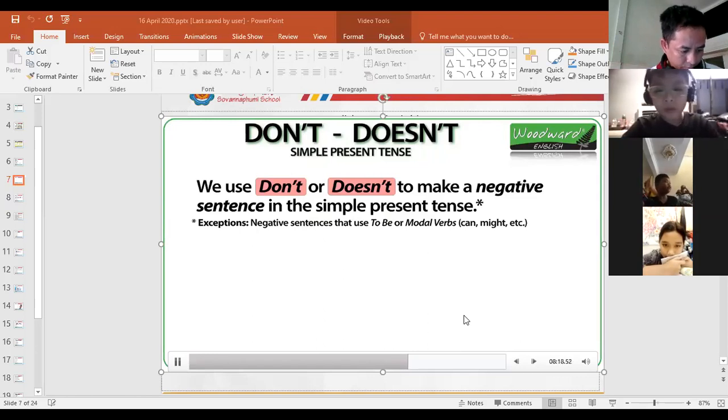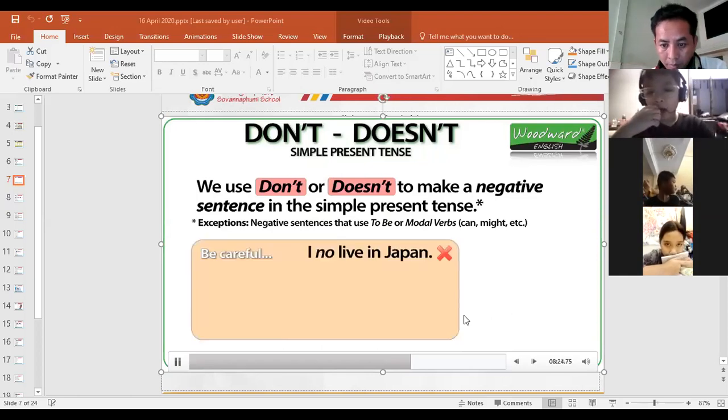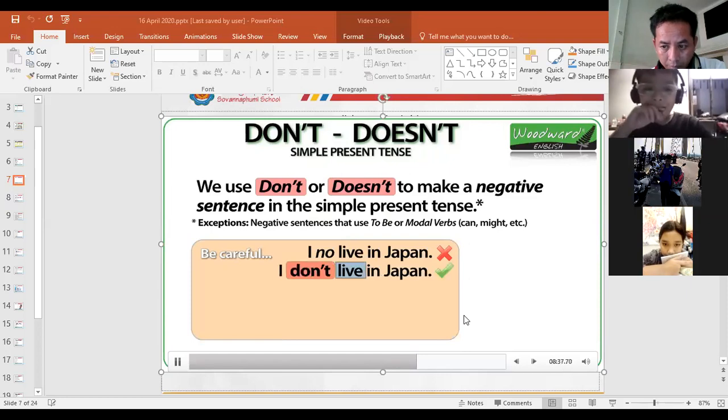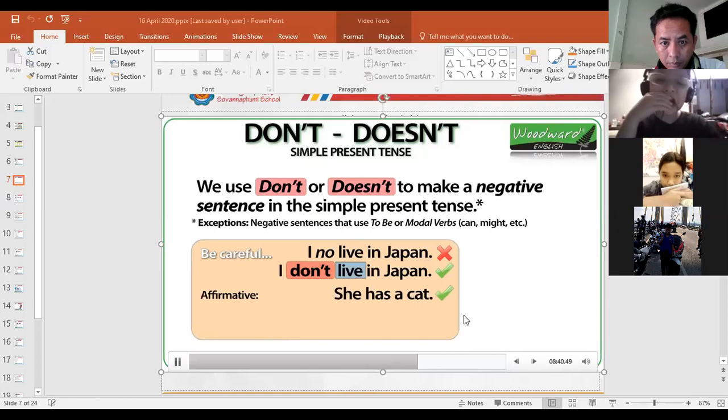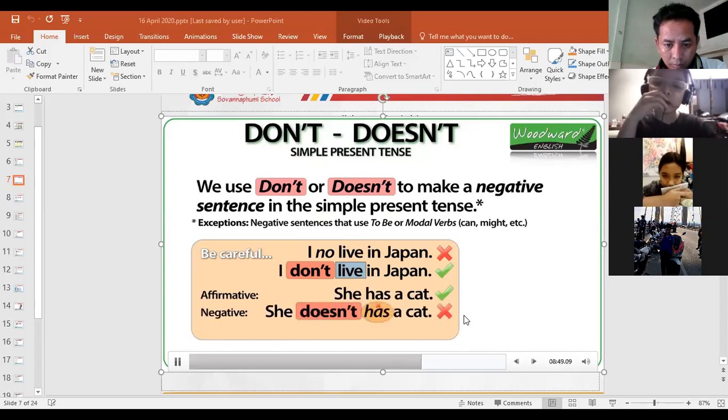Be careful. We don't say "I no live in Japan." This is not correct. What do we say? We say, I don't live in Japan. This is correct. We say, she has a cat. We do not say, she doesn't has a cat. This is not correct. We need the base form of the infinitive, which is have and not has. The correct way is, she doesn't have a cat.